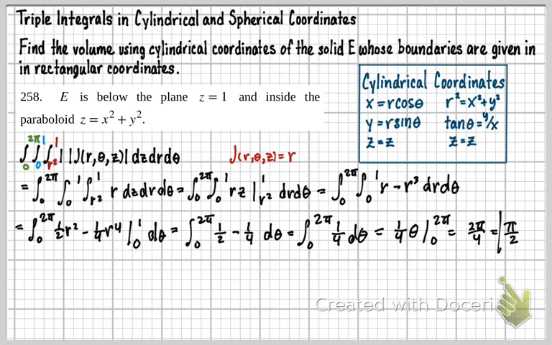So there's our answer. And with this problem, I wanted to go through the Jacobian for you so you could see where in their formula that r comes from. It's actually just the Jacobian. So there's our answer.